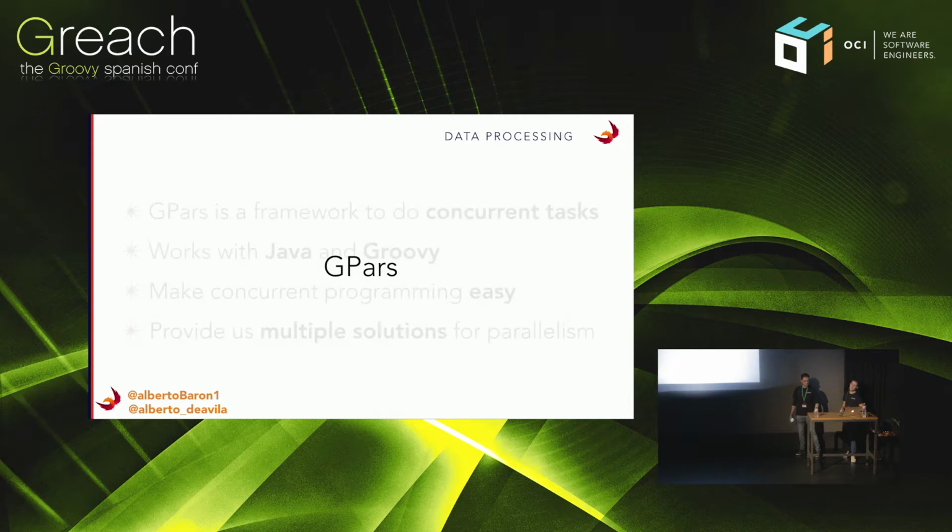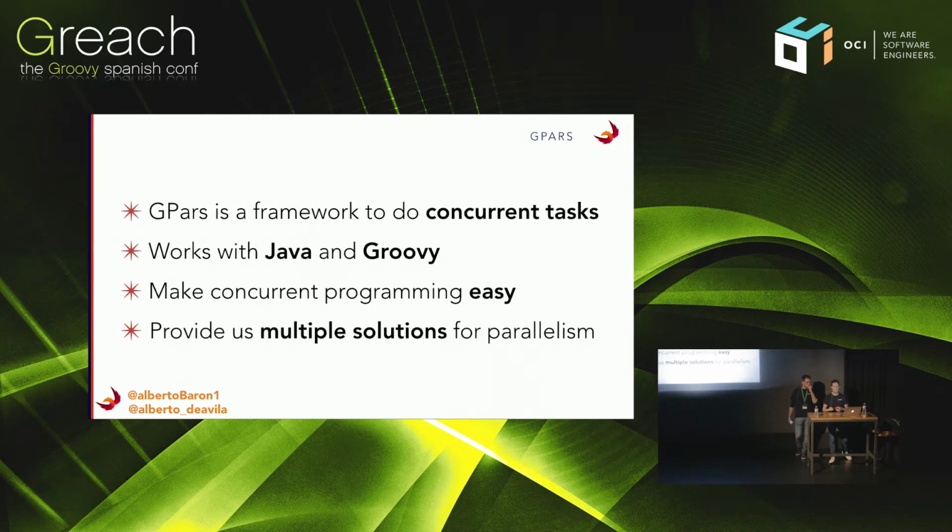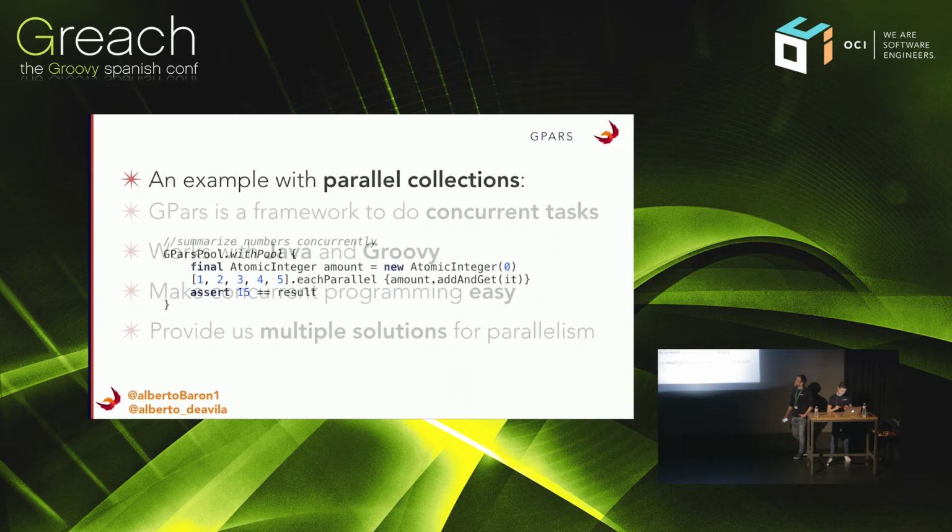And GPars. GPars is a framework to do concurrent tasks. It works with Java and Groovy. The main functionality of this framework is that it makes concurrent programming very easy, and it provides us multiple solutions for parallelism. Let's see a few of these.